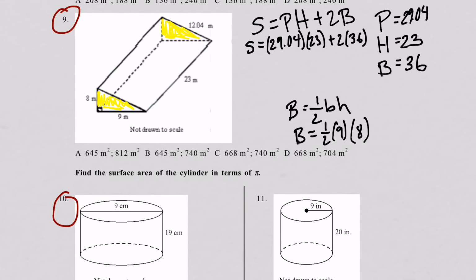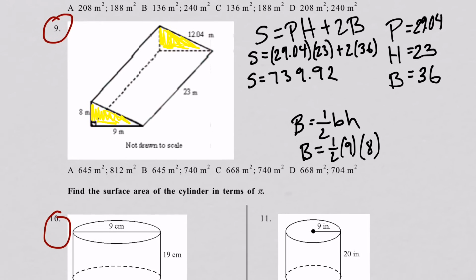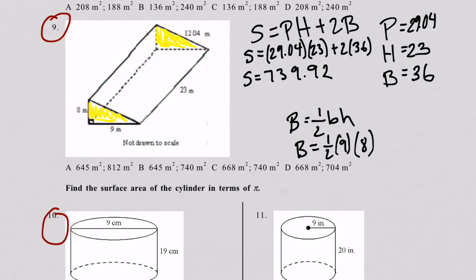And now it's just calculator time. 29.04 times 23 plus 2 times 36. 739.92 is what my calculator says. We're supposed to round these to the nearest tenth. Ooh, I forgot to find the lateral area. Okay, let's find the lateral area.